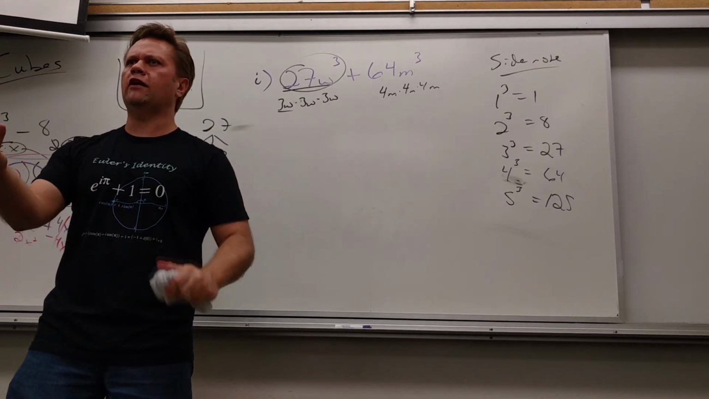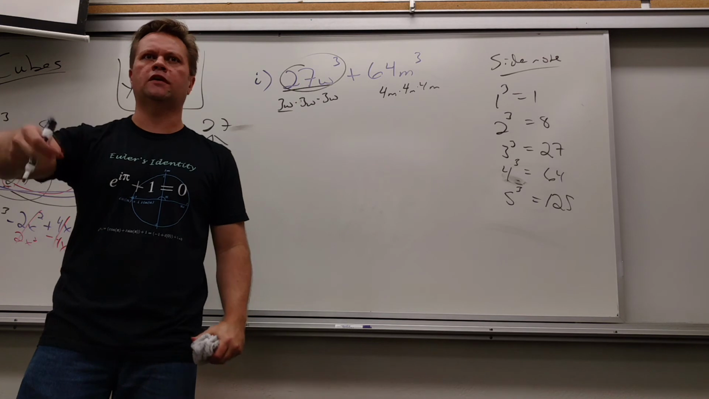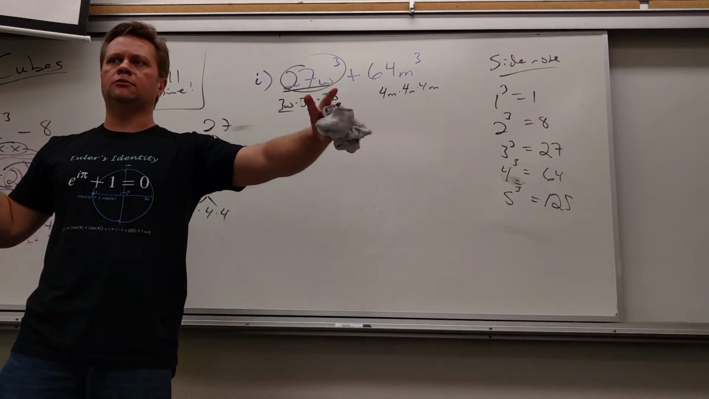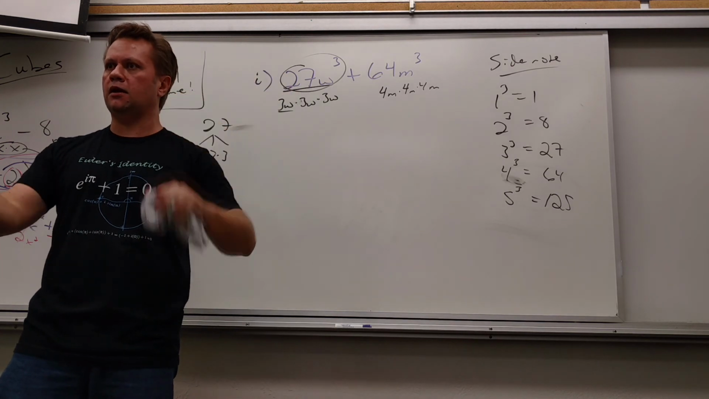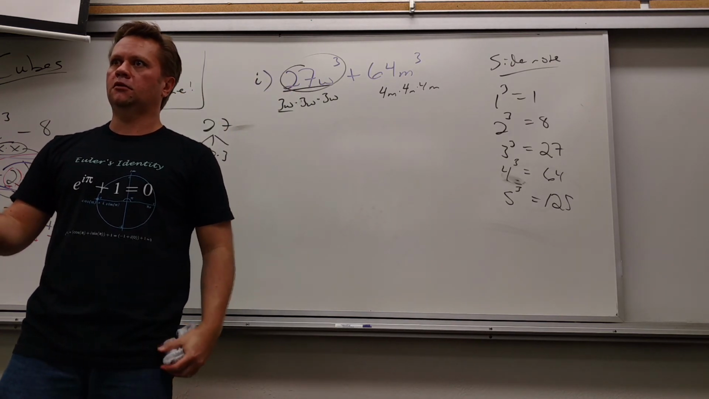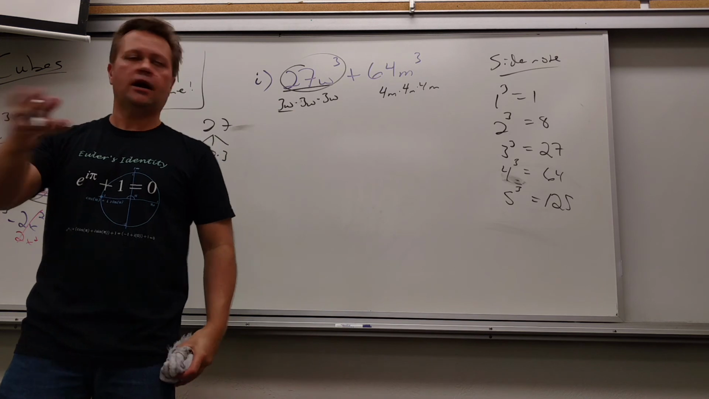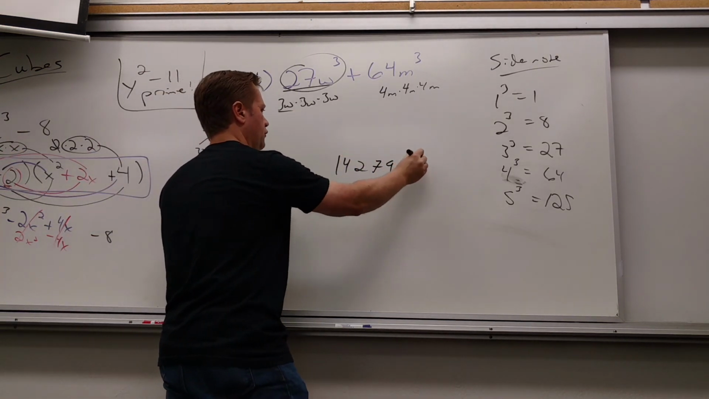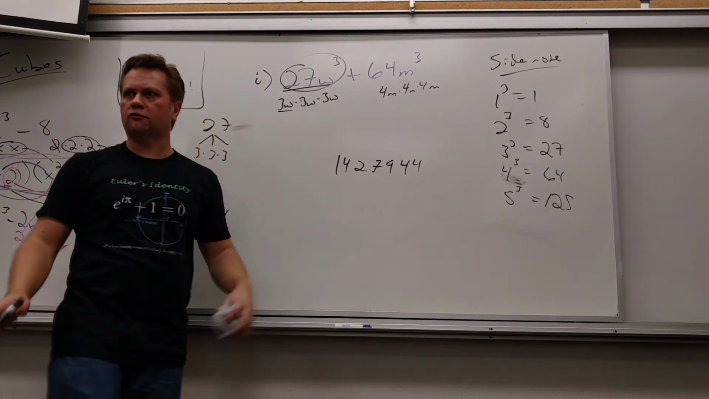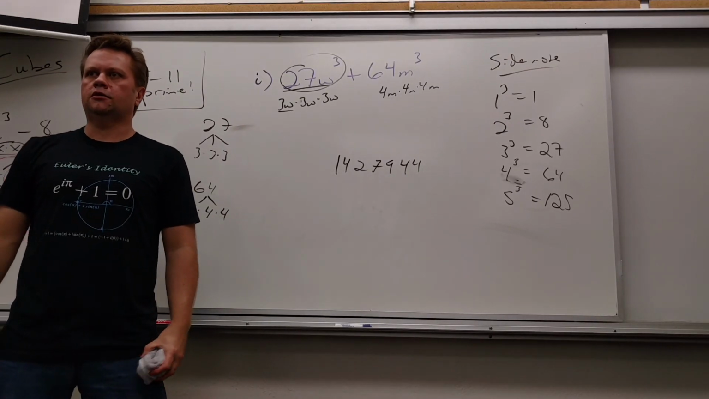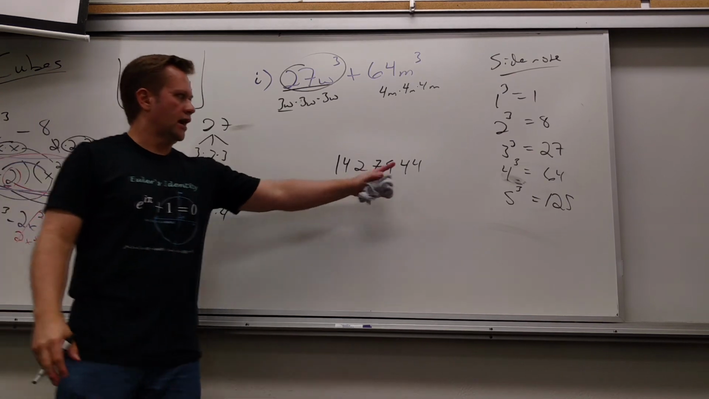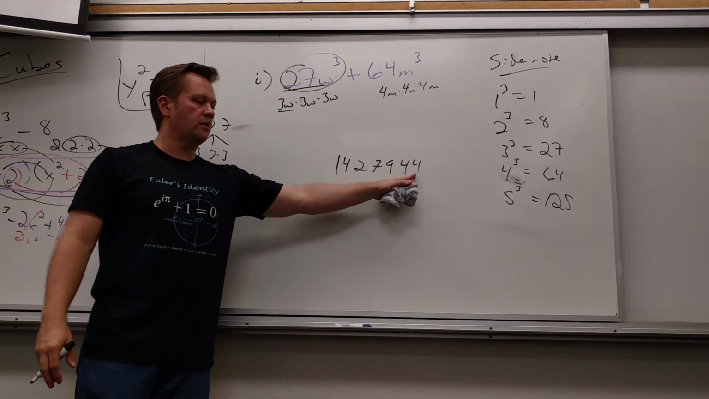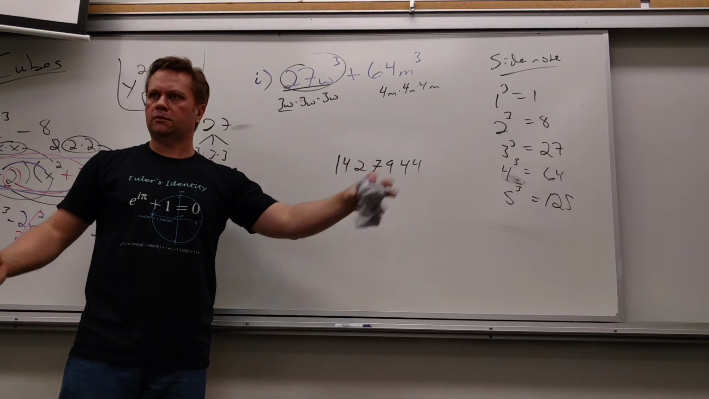Like 45 is divisible by 9 because 4 plus 5 is 9. Any number whose digits add up to a multiple of 9 is divisible by 9. Another rule: if the last 2 digits in any number are divisible by 4, the whole thing is divisible by 4.